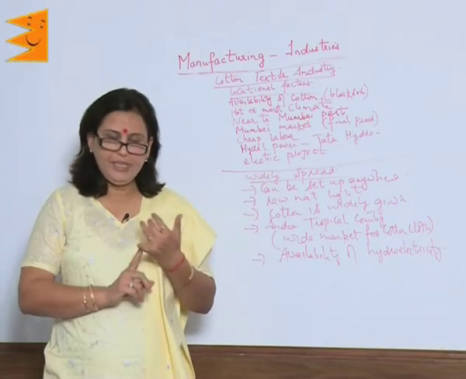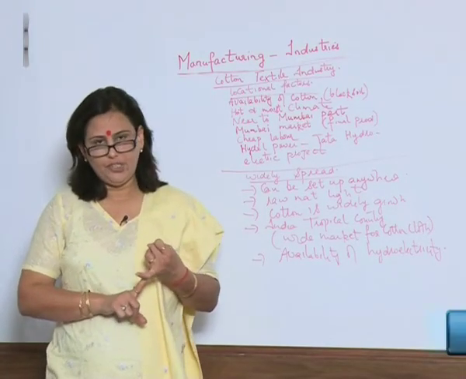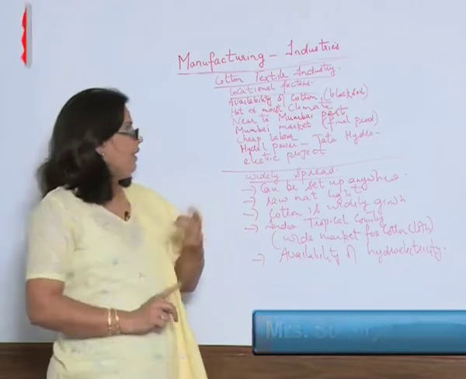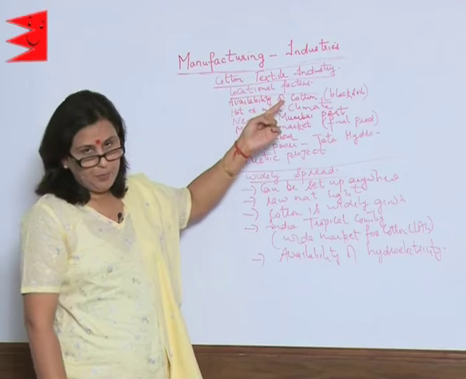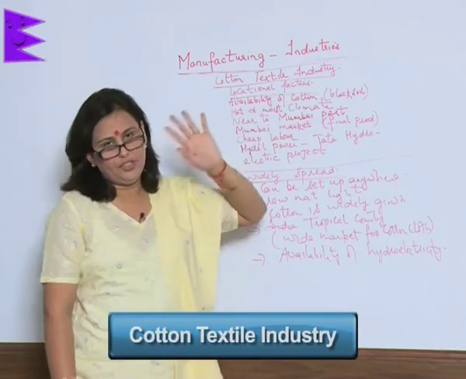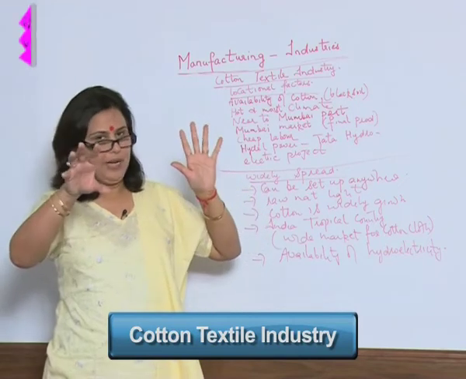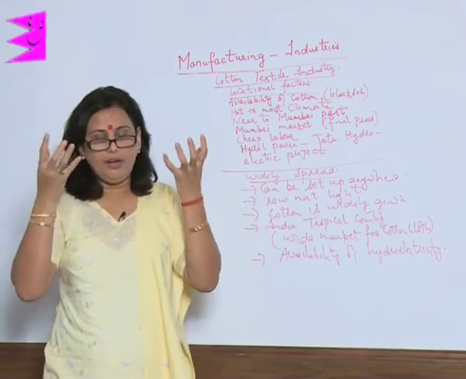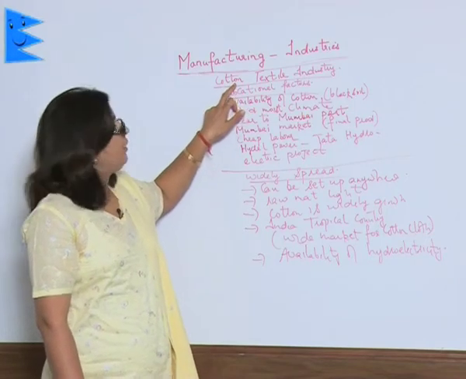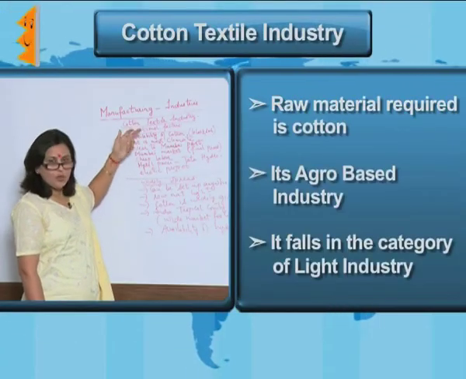Now, we have already seen the two kinds of industries, the iron and steel and the sugar industry. The third industry that I am going to pick up now is the cotton textile industry. Now, children, you are going to tell me which category it falls under. So, what is the raw material required? The raw material required is cotton.